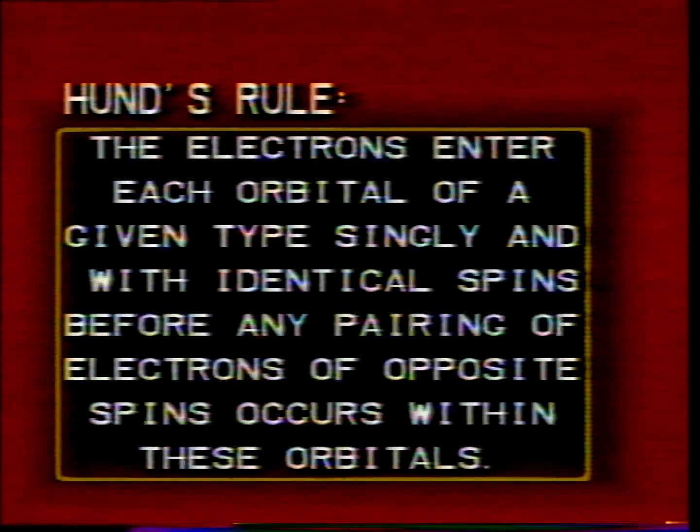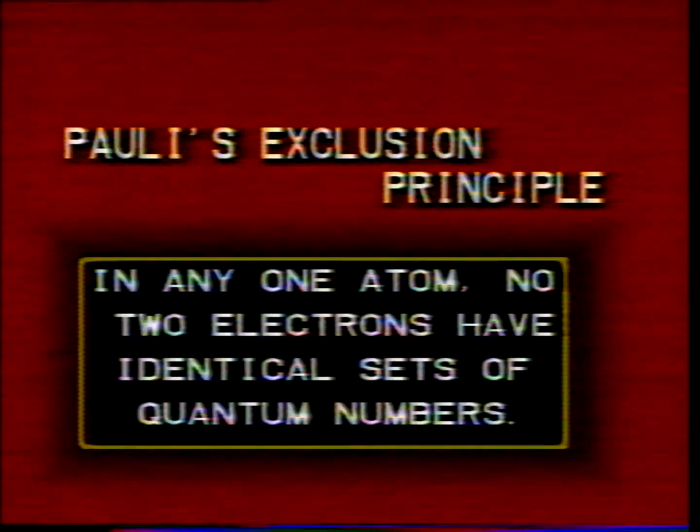Two rules must be followed when you assign quantum numbers. These are Hund's rule: the electrons enter each orbital of a given type singly and with identical spins before any pairing of electrons of opposite spins occurs within these orbitals. The second is Pauli's exclusion principle: in any one atom, no 2 electrons have identical sets of quantum numbers.